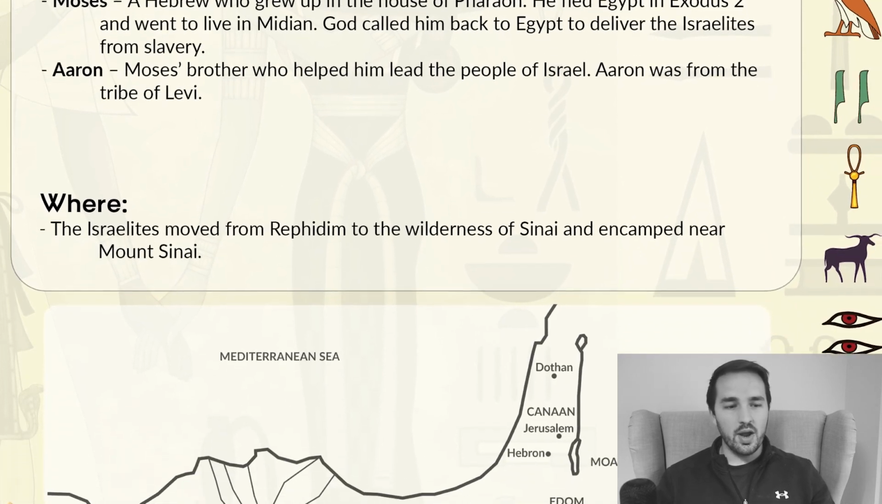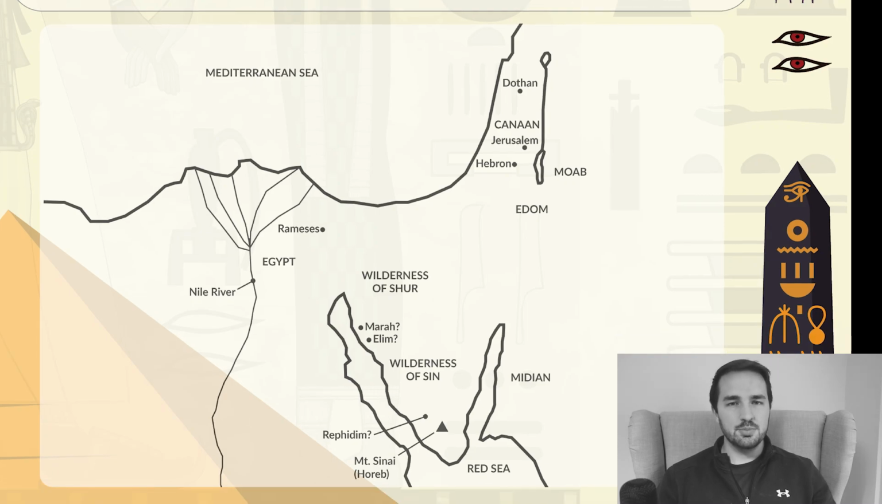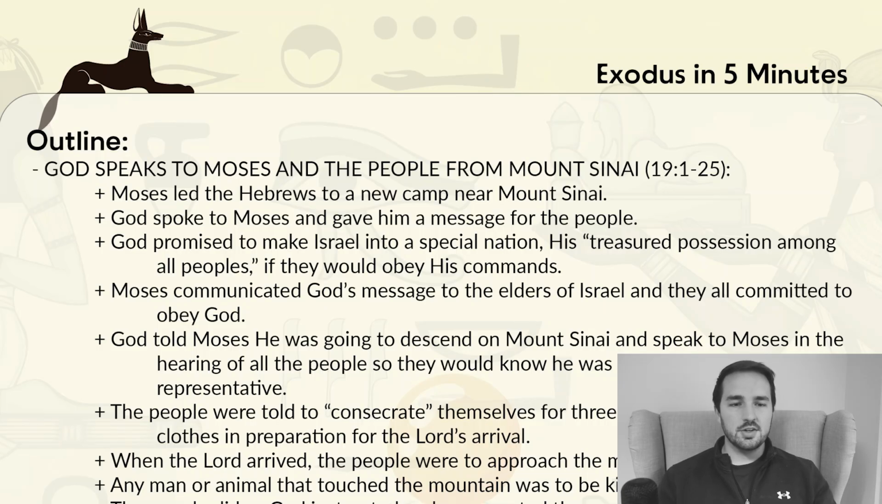Okay, so then where? The Israelites moved from Rephidim to the wilderness of Sinai in this chapter, and they encamped near Mount Sinai. You'll be able to see the traditional location of Mount Sinai on the map in the description. If you're listening to this on podcast, you can get the handout with the map for free on our website, tobelikechrist.com. As we move on to our outline, we only have one section in this chapter, verses 1 through 25.